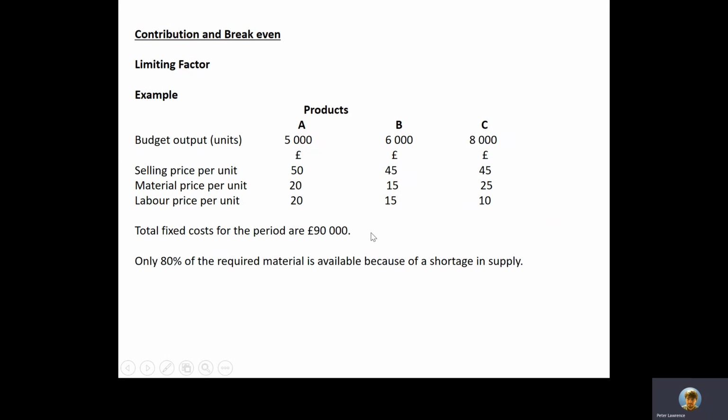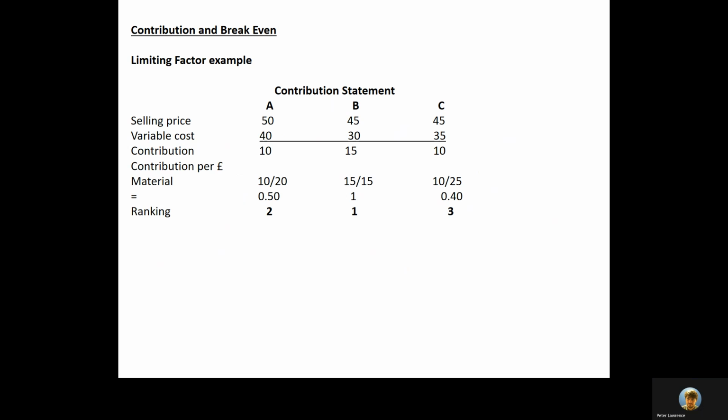And we've also got our fixed costs of 90,000. Now, the first thing that we're going to do is work out the contribution for each. We can see A provides a contribution of 10, B provides a contribution of 15, and C provides a contribution of 10.